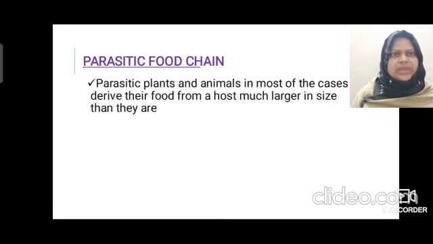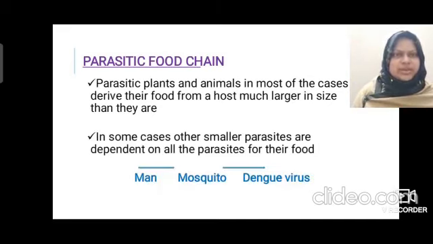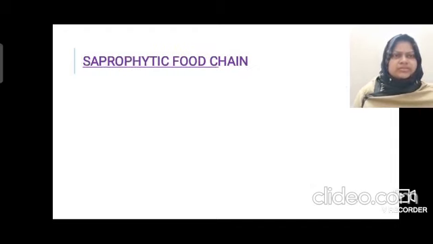Parasitic food chain. Parasitic plants and animals in most of the cases derive their food from a host much larger in size than they are. In some cases, other smaller parasites depend on the parasites for their food. For example, mosquito feed on man, and mosquito is the carrier of the dengue virus.